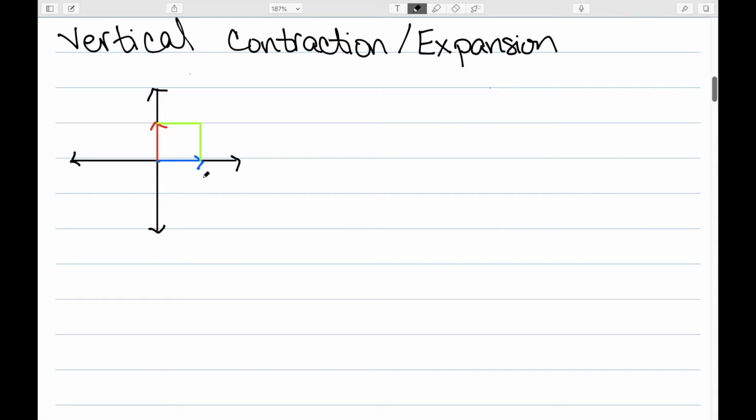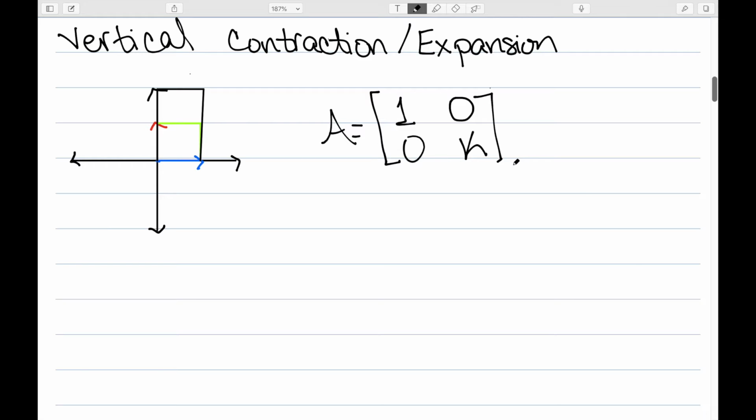On the other hand, if I want to consider a vertical contraction or expansion, in this case my x direction is not going to change at all, but I will move up in the y direction by a certain factor, or down, depending on if my factor is greater than 1 or less than 1. But I still go over 0 and up k. So this would be my vertical contraction or expansion.